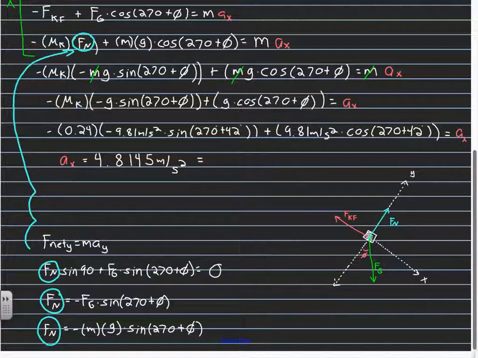We need to round it to, I believe, two significant figures. So we have 4.8 meters per second squared, and we do not need a direction because we're only talking about the acceleration in the x direction, which is clearly either positive or negative, to the right or to the left. So the answer is yes, it will accelerate at 4.8 meters per second squared.